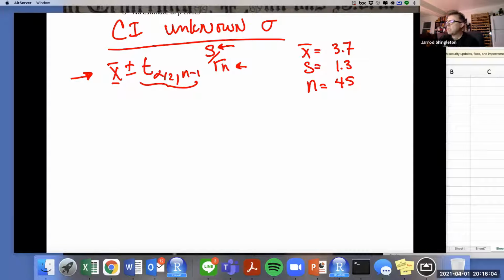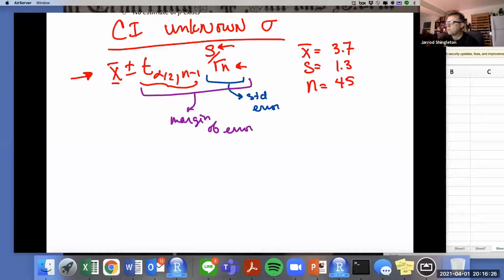So there's a couple of pieces I like to pull out and show you from this formula. This right here is my standard error. This entire thing right here is called my margin of error. And the entire thing together, of course, is called my confidence interval. Okay. So I have all of the pieces I need for this formula.